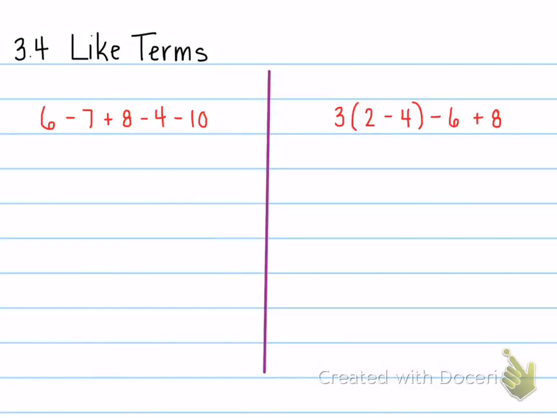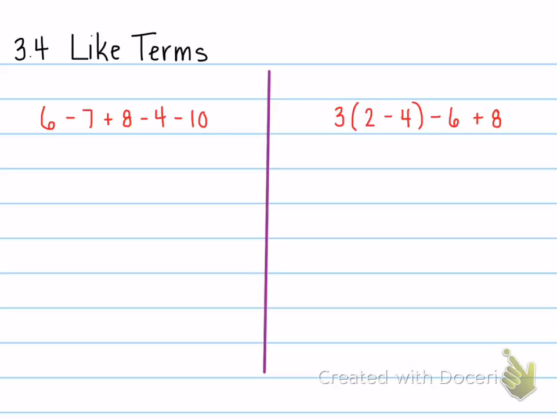In the second section of 3.4, we're going to go over something called like terms. I want to quickly review what we talked about yesterday, the distributive property, and we kind of went over how to look at minuses as a negative with just numbers, and then we're going to move into the new topic.